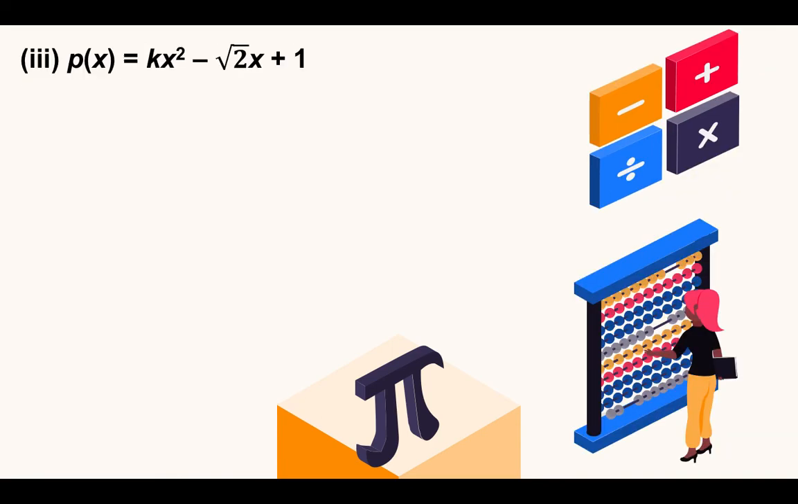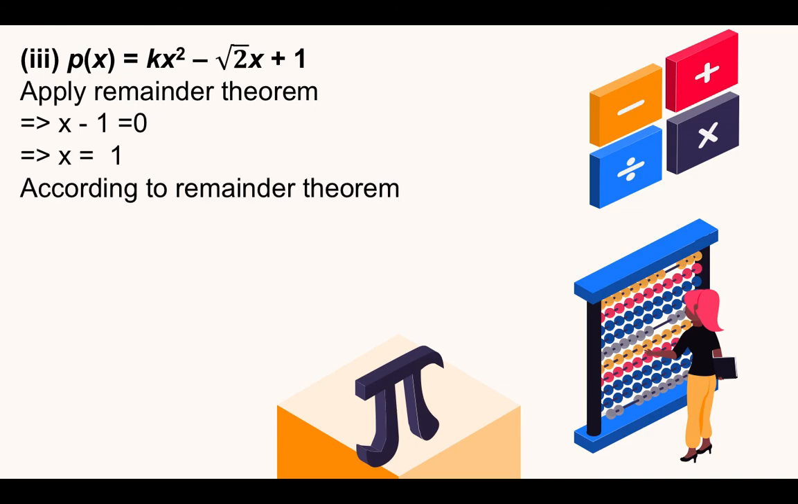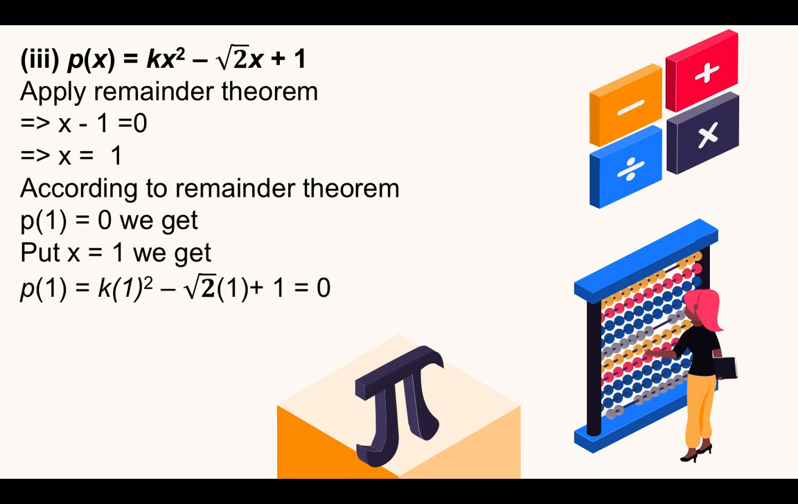Third part, p(x) is equal to kx square minus under root 2 x plus 1. So again I will apply the remainder theorem. I'll write x minus 1 is equal to 0 means x is equal to 1. So according to the remainder theorem, p of 1 should be 0. So I'll put x is equal to 1, and what do I get? k of x square means k into 1 square minus under root 2 into x, which is 1, plus 1. On solving this, I get k minus root 2 plus 1.